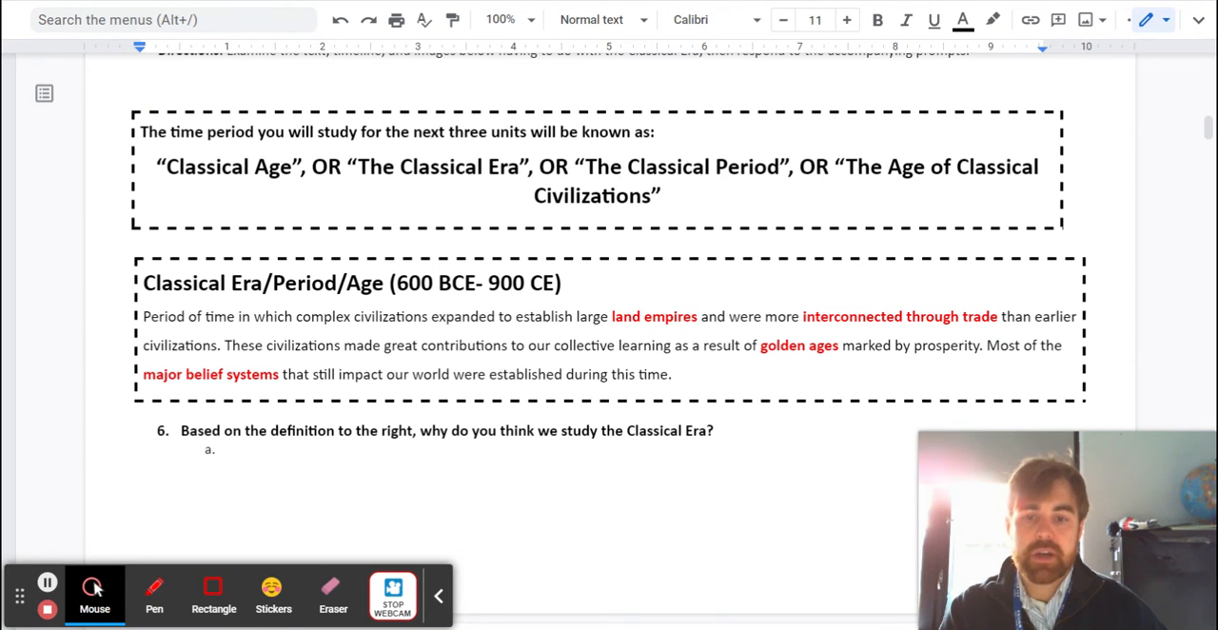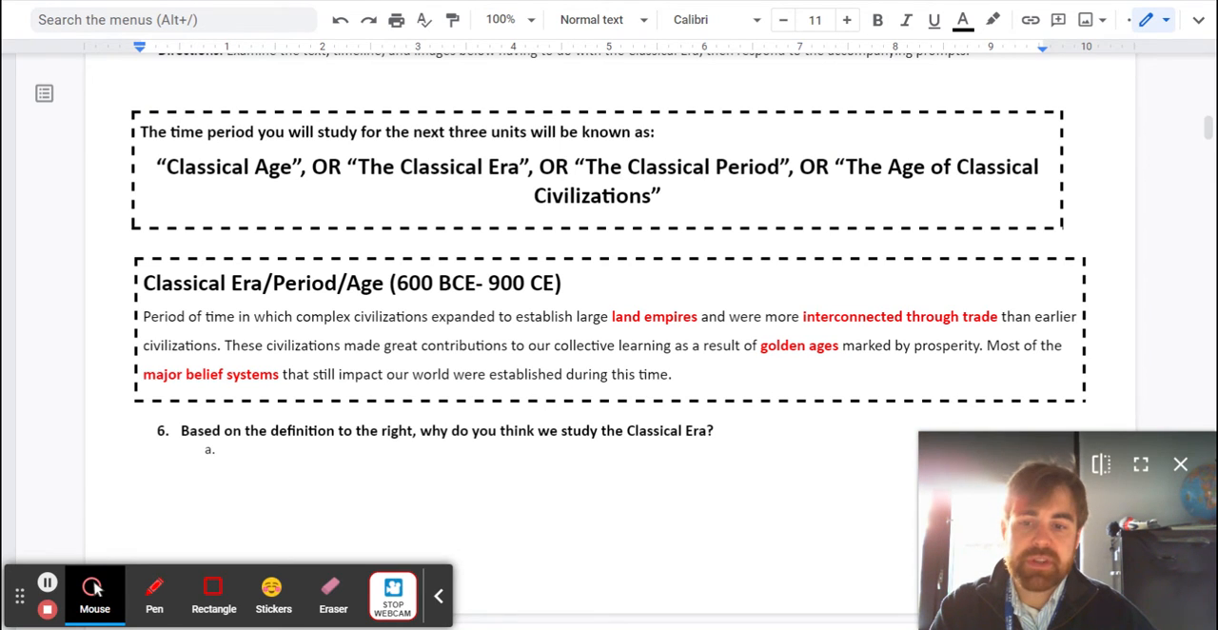Also, these civilizations made great contributions to our collective learning as a result of golden ages, marked by prosperity. Basically, times are really good. There's going to be a lot of art, a lot of buildings, and a lot of technological developments. Golden ages are where we see some really interesting developments of these older civilizations.